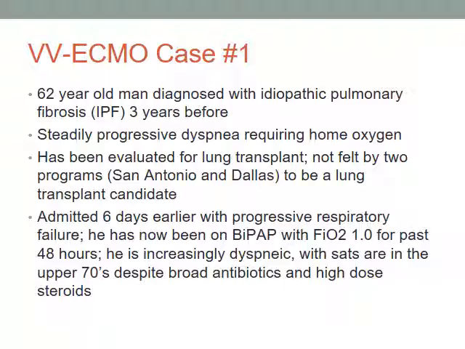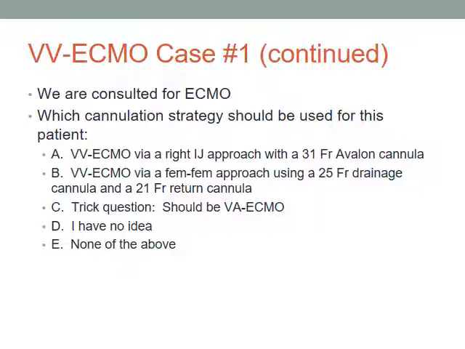And the question is, which cannulation strategy should be used for this patient? A, VV ECMO via right IJ approach with a 31 French cannula. B, VV ECMO via fem-fem approach using a 25 French drain and 21 French return. C, it's a trick question, it should be VA ECMO. D, I have no clue what you're talking about. E, none of the above.